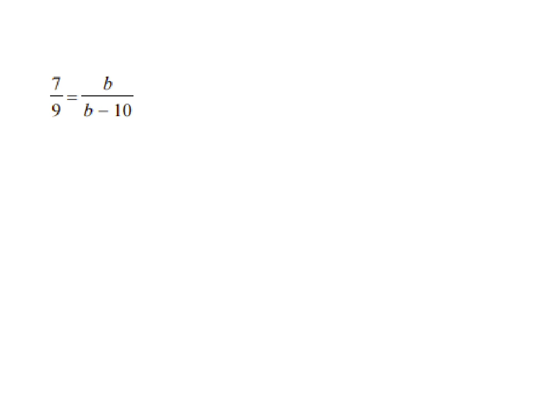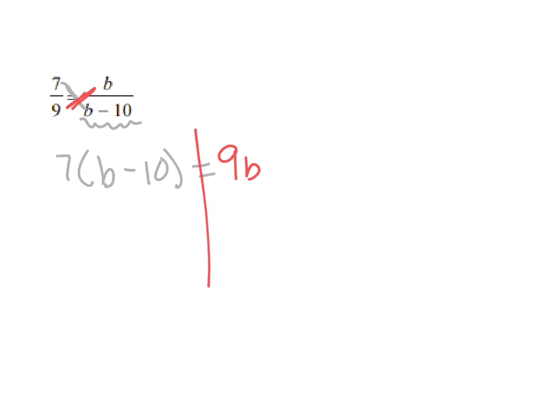So example 3, we have 7 divided by 9 equals b divided by the quantity of b minus 10. So cross multiply top numerator to the bottom denominator. So 7 times this whole quantity. So 7 times the quantity of b minus 10 equals, go the other direction, 9 times b, so 9b. Okay, now we have a linear equation. So we'll distribute first. So 7 times b is 7b. 7 times negative 10 is negative 70 equals 9b.